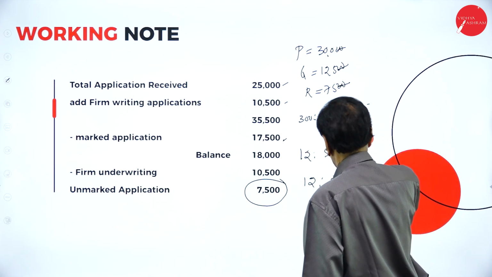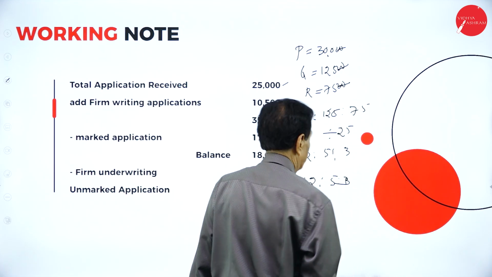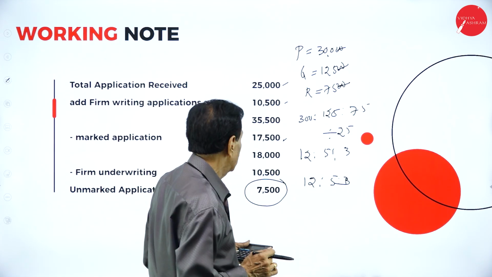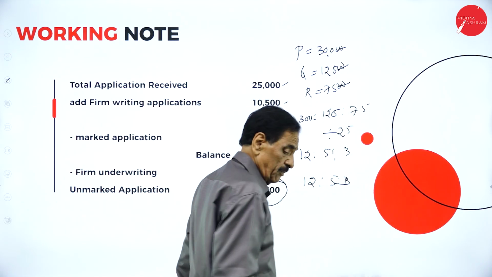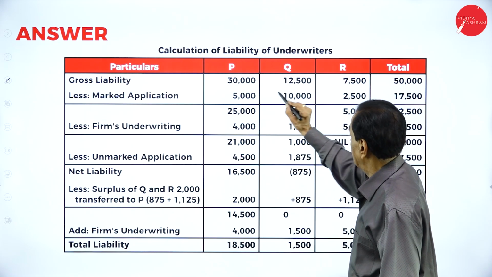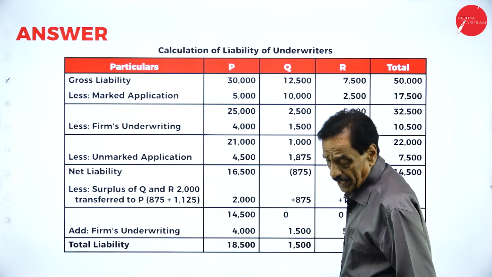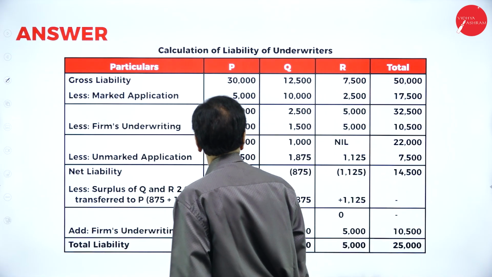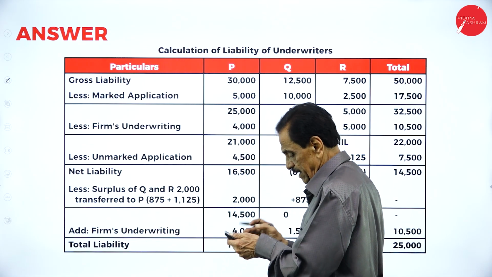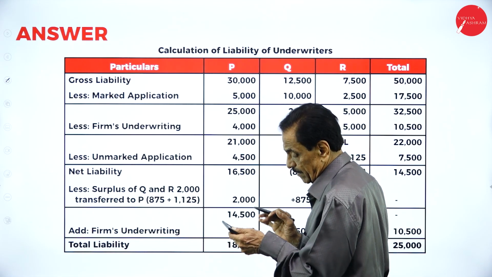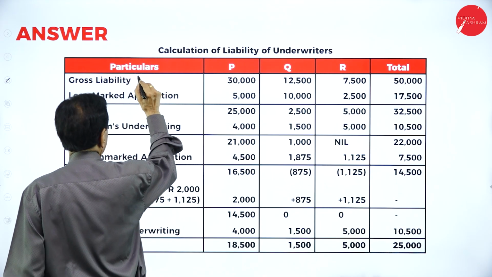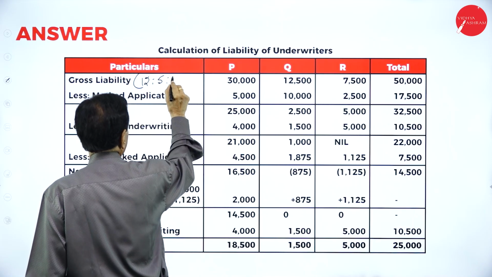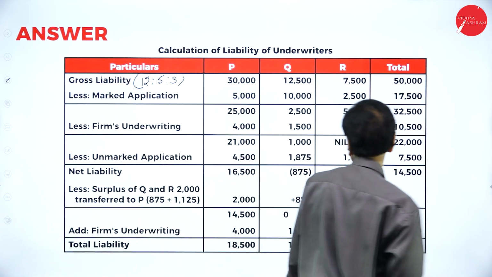So the gross liability is 30,000, 12,500, 7,500. This is 25 threes are 75, 25 fives are 125, 25 twelves are 300. This is 300 divided by 25 is equal to 12. 25 fives are 125, and 3s. So they are in the ratio of 12 is to 5 is to 3.